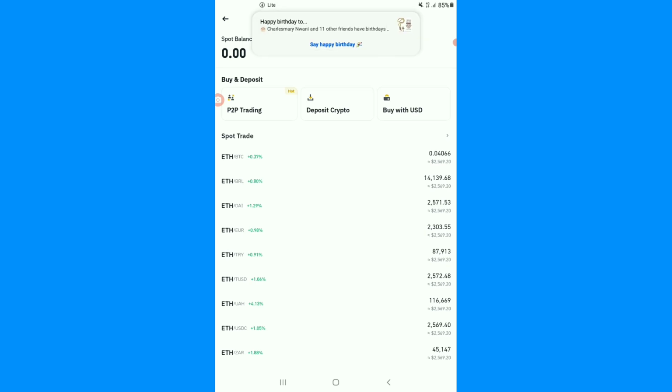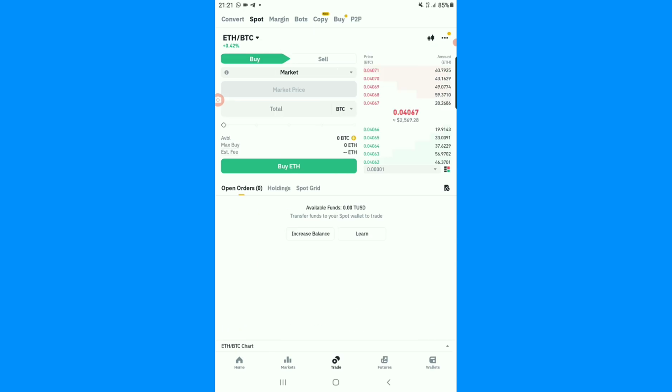Now the next thing you have to do is to select the kind of Ethereum you want. If you want Ethereum to USDT, you tap on it, USD. You can see the amount of Ethereum I have on my Binance. So the next thing you have to do is to tap on Convert, not spot, on Convert.